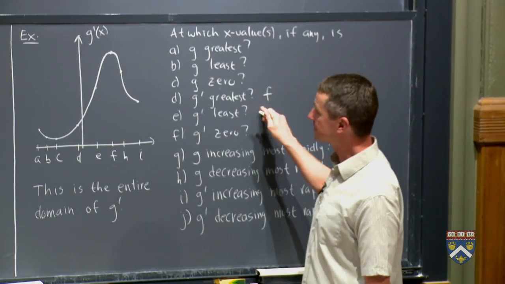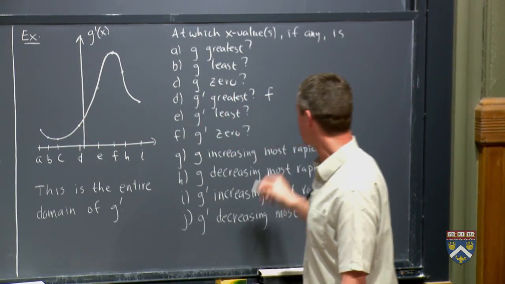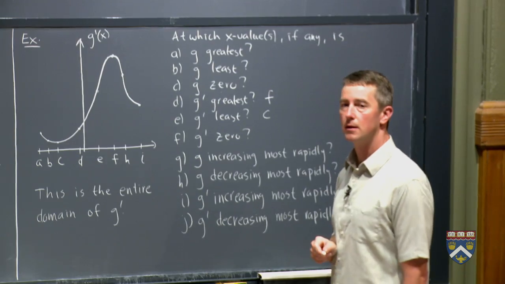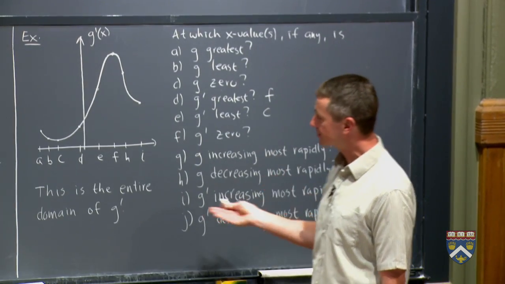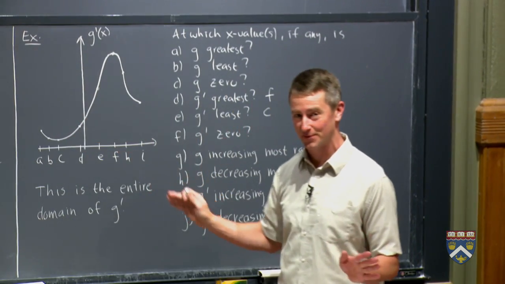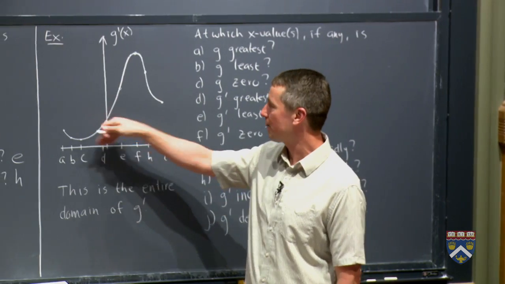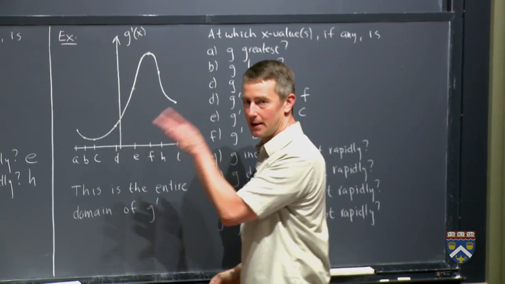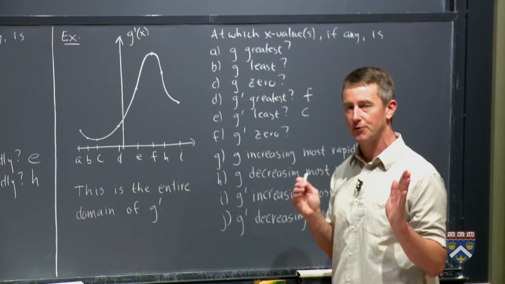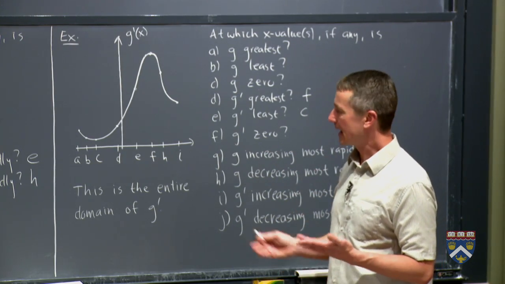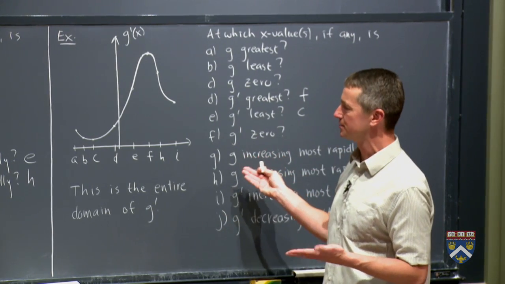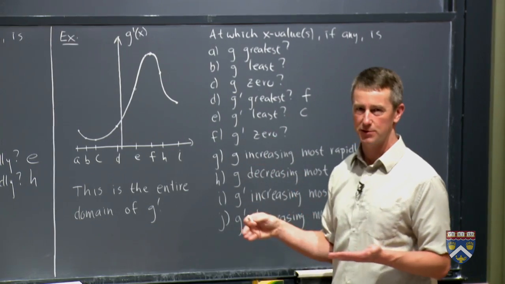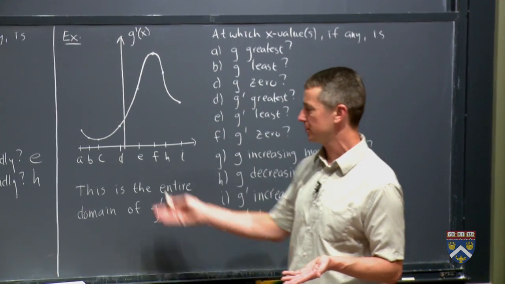Where is g prime least? That's the lowest point down here at C. And where is g prime 0? Is this graph of g prime, remember, not the slope of this graph, where is this graph itself ever 0? Never, right? Because my y values are always positive. And it's important to remember, we're talking about the y values, not the x values. Answering a question like, where is the x value 0, or where is the x value least, those aren't interesting questions, right? The x value is 0 at 0.